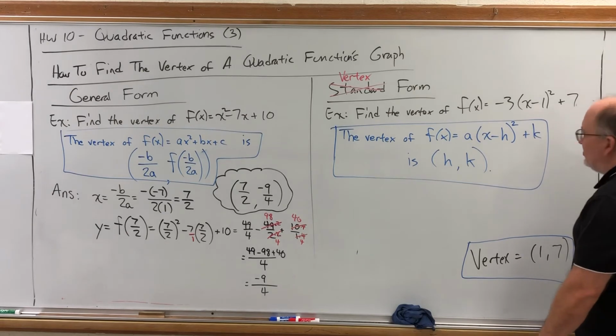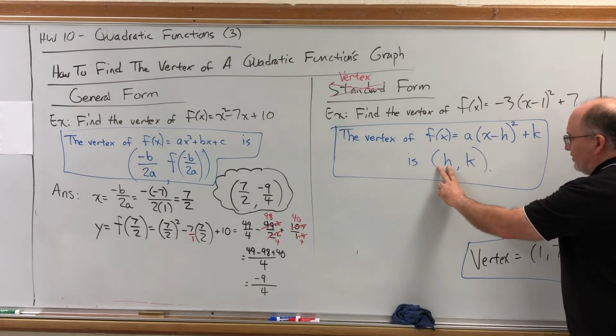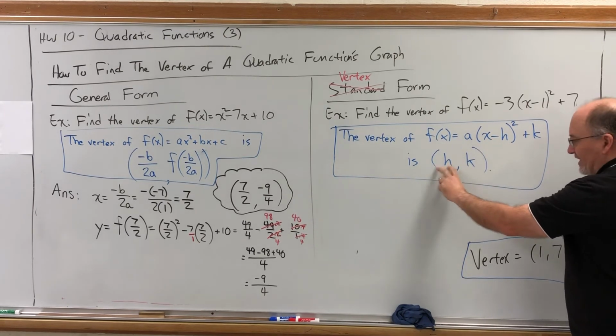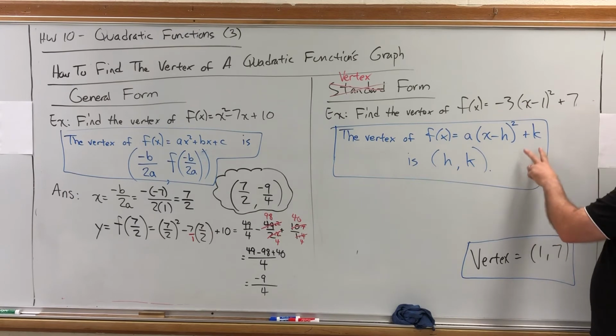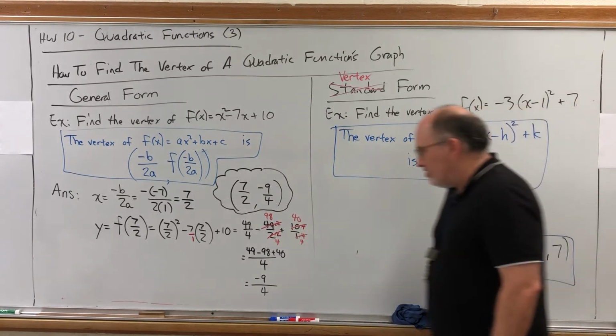To find the vertex in standard form, pull out the number after the x and change its sign. So if it's negative, it becomes positive, but if it's positive, it becomes negative. And for the y coordinate, just grab the number at the end, but don't change its sign. Pretty straightforward.